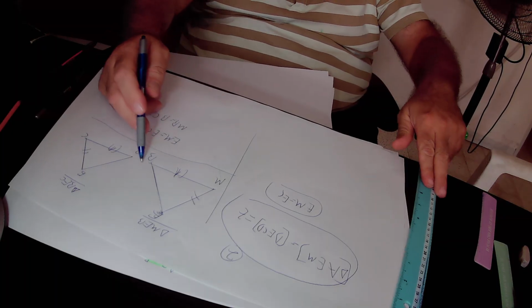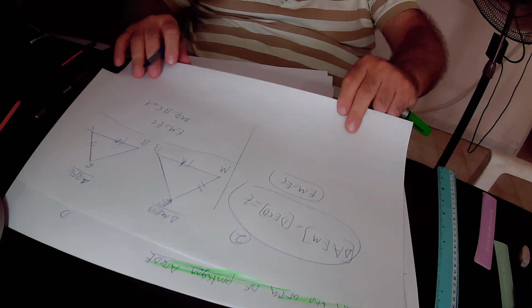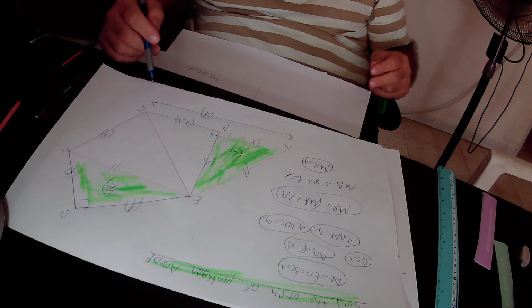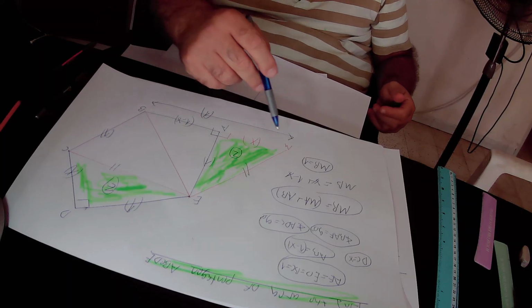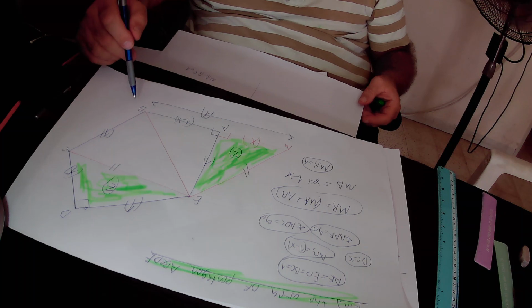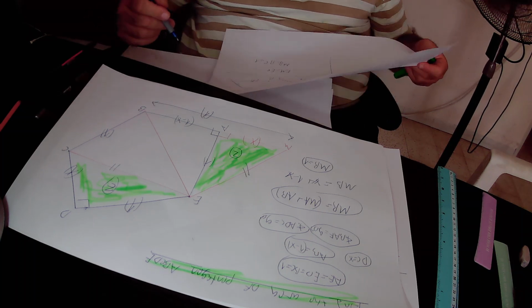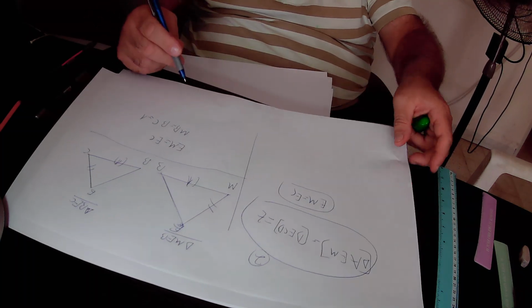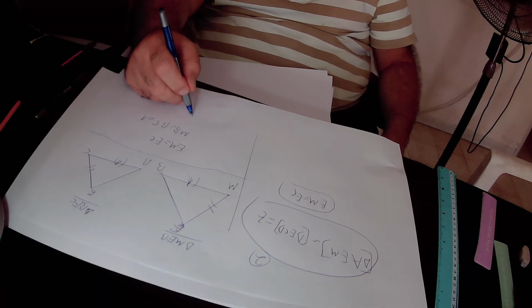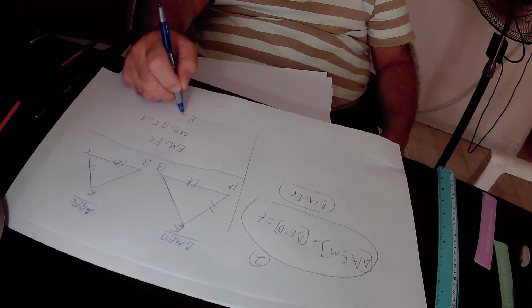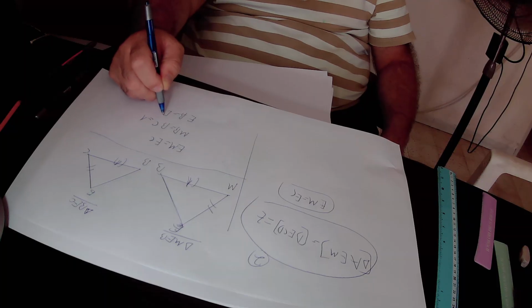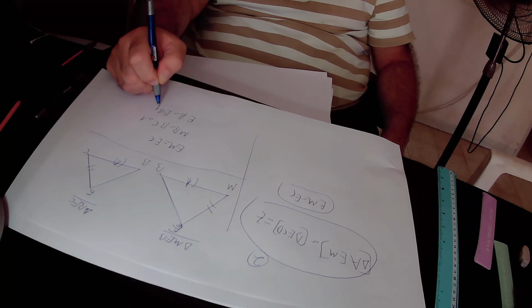And finally, side EB is a common side that belongs to both triangles. You can see that side EB belongs to both triangles. It belongs to triangle EMB, it also belongs to triangle BEC. So you can write down that EB equals itself. It's a common side that belongs to both triangles.